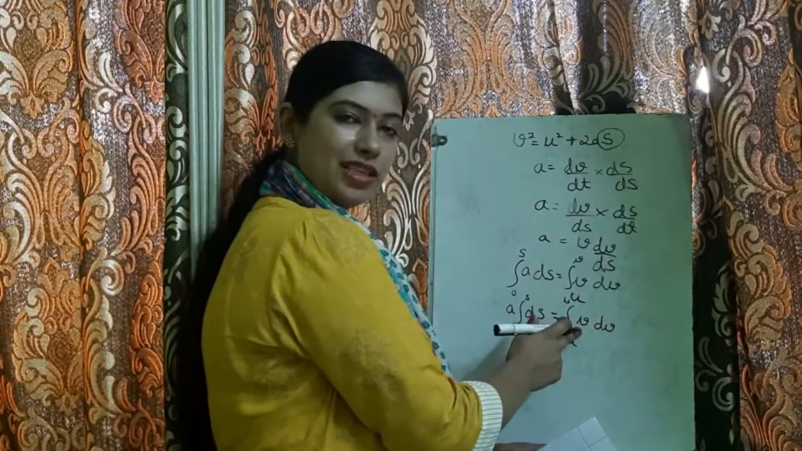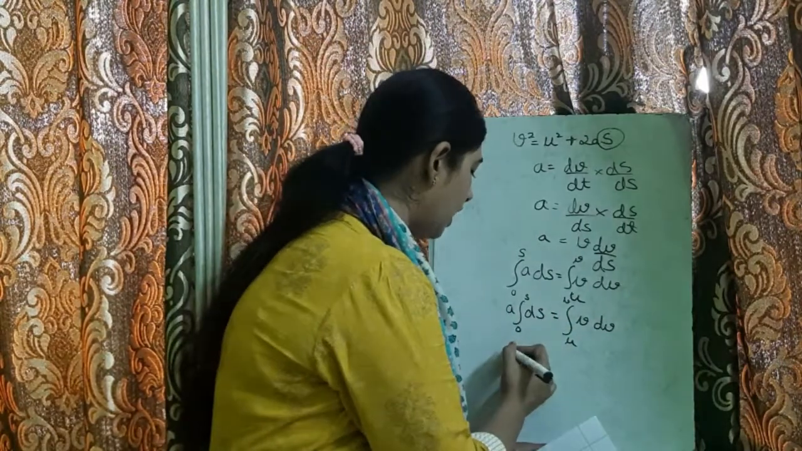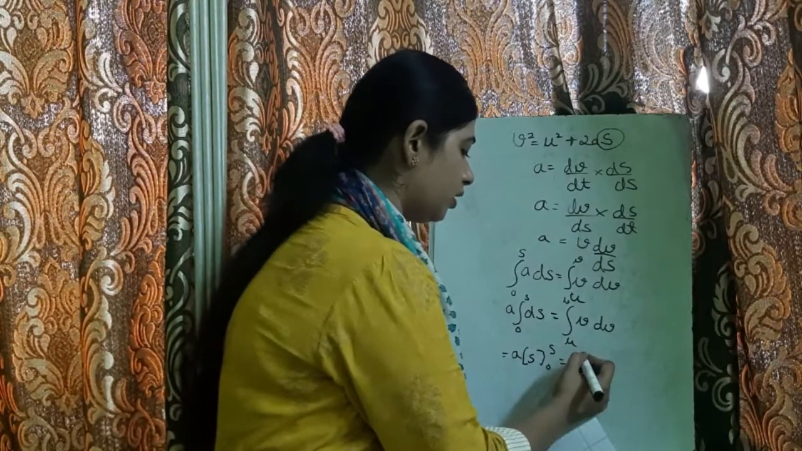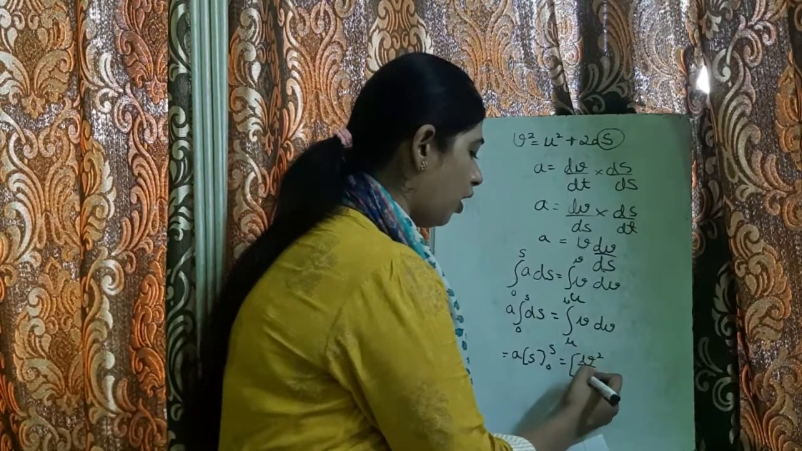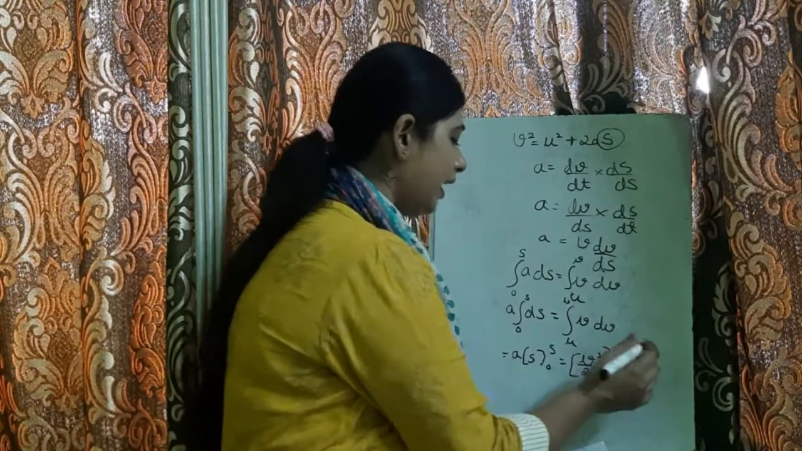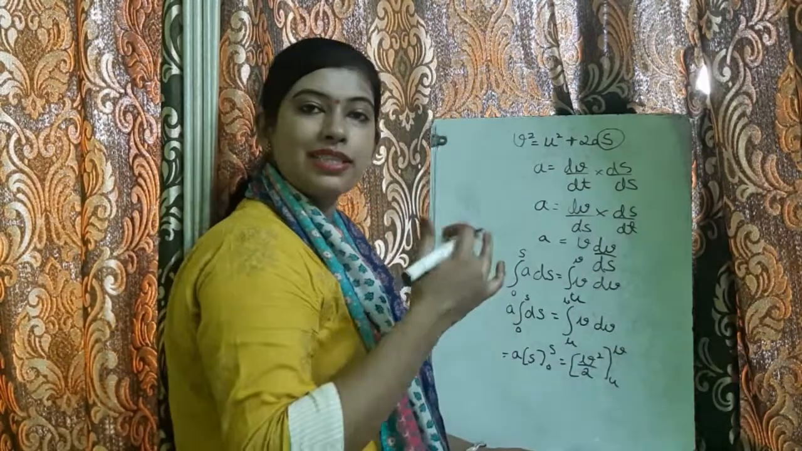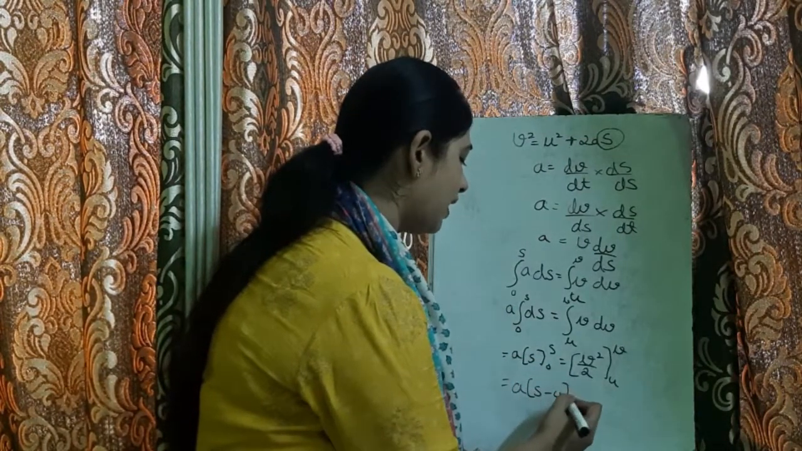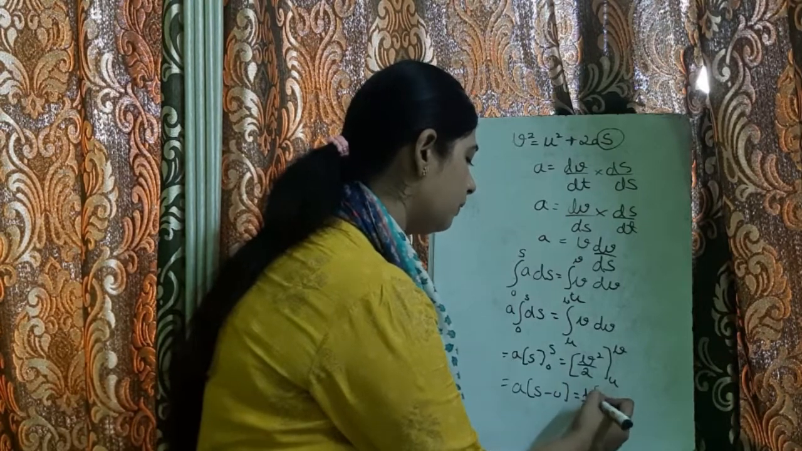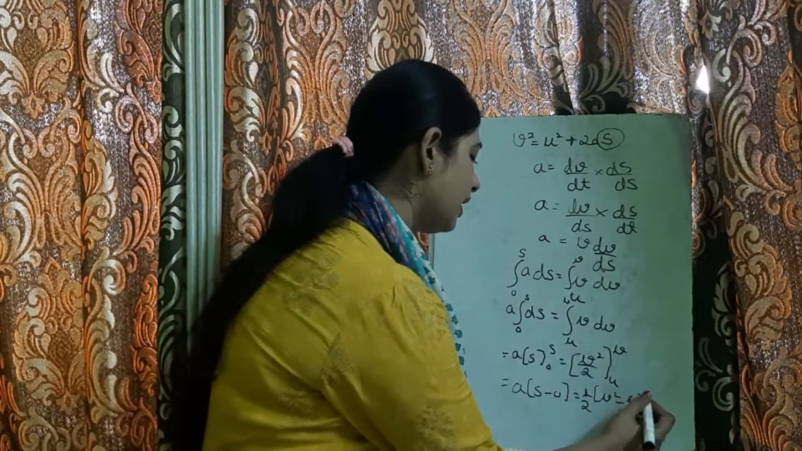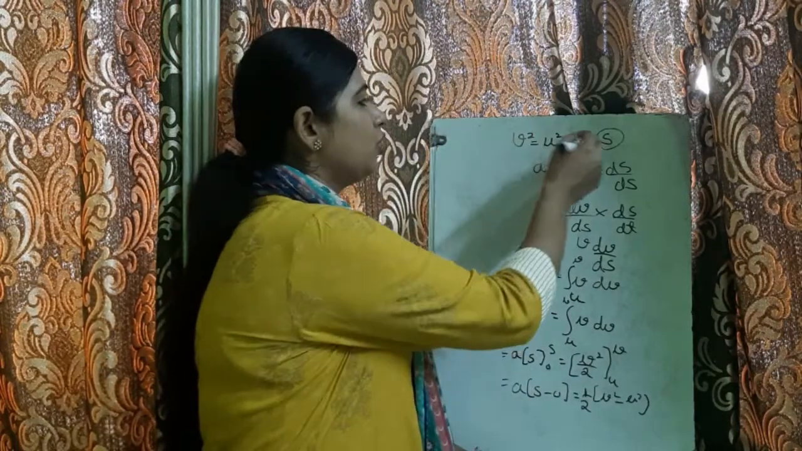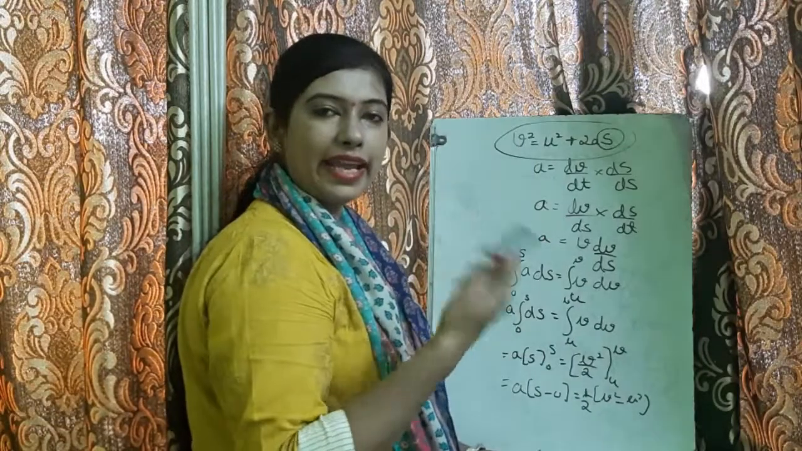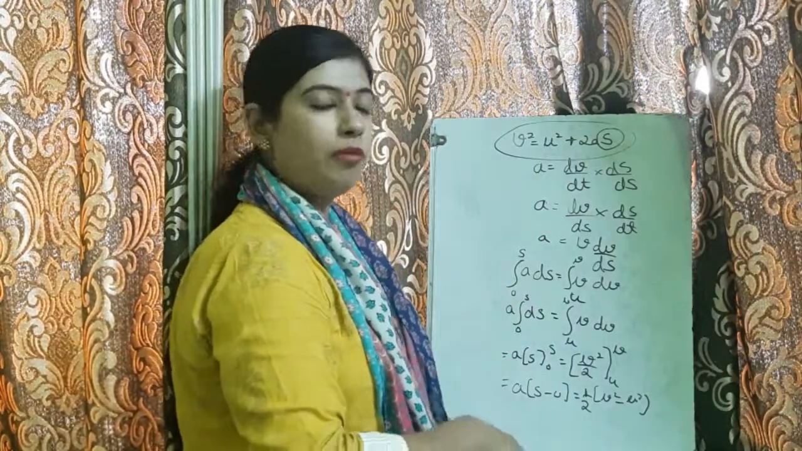Now here v is the variable, so we will use the power formula. We have a s from 0 to s is equal to v square upon 2 from u to v, and how do we substitute the limits? Upper limit minus lower limit. We will have a into s minus 0 is equal to 1 by 2 into v square minus u square, and when we rearrange the terms you will get the equation v square is equal to u square plus 2as. That is the third equation of motion.